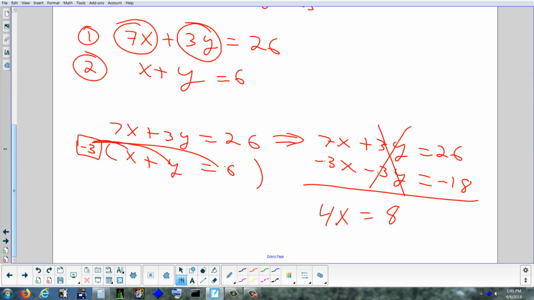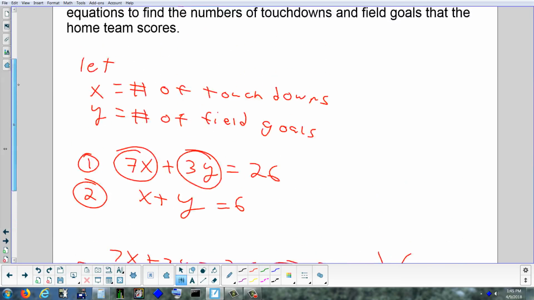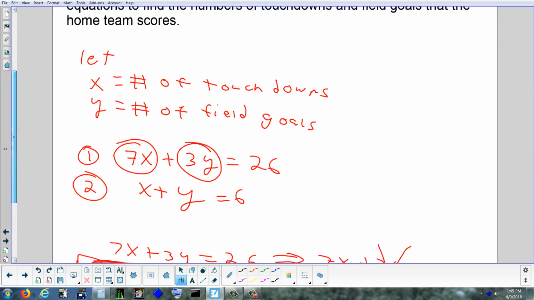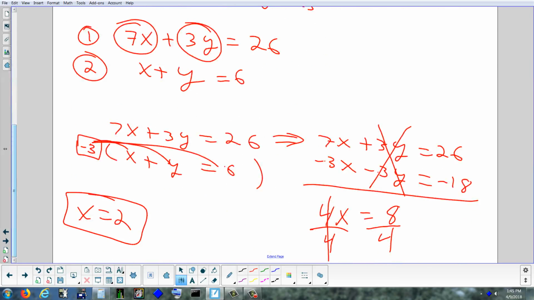Last step. You have to divide both sides by 4. Then x equals 2. So x is 2. What's x again? Touchdowns. So they scored 2 touchdowns. That means y is 4.